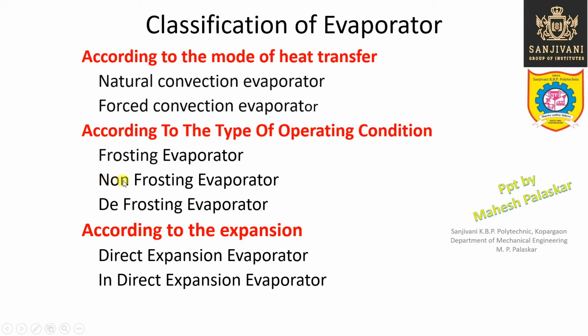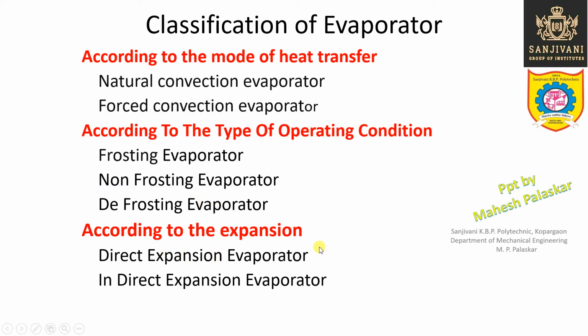The moisture which is present in the surrounding air gets condensed on the evaporator coil due to the lower temperature of the evaporator coil. Since the temperature of the evaporator coil is below 0 degree centigrade, the water vapor which is present in the air will get condensed over the evaporating surface. That is called as the frost formation, right?